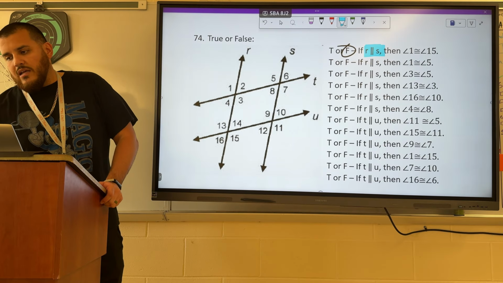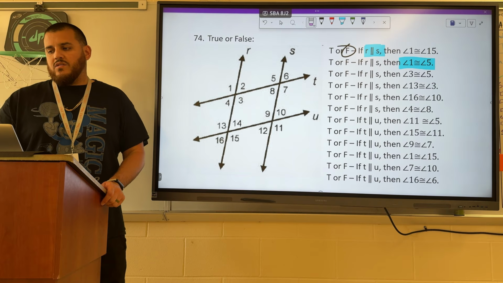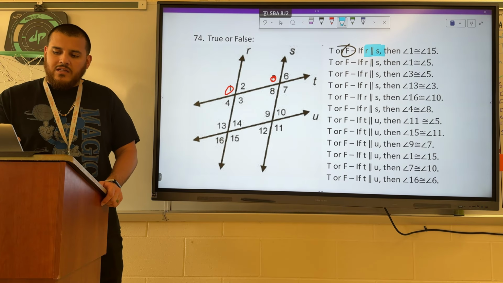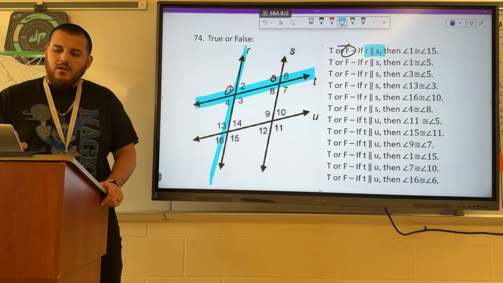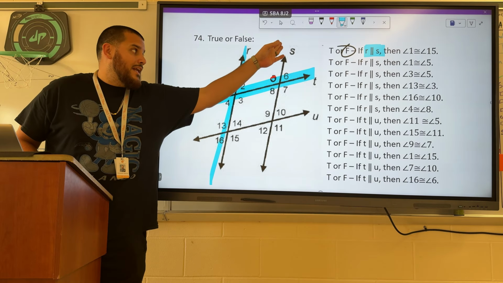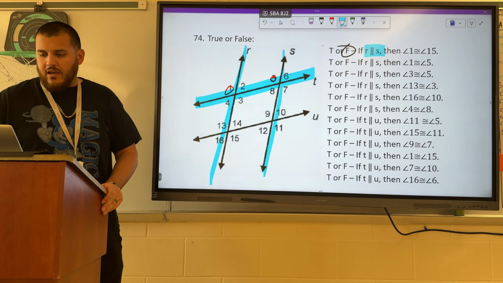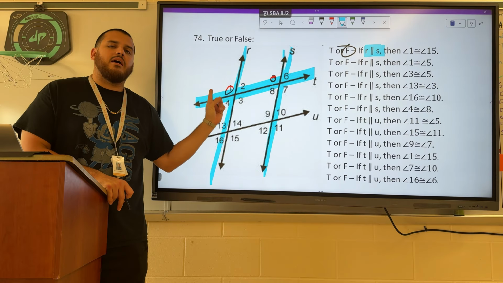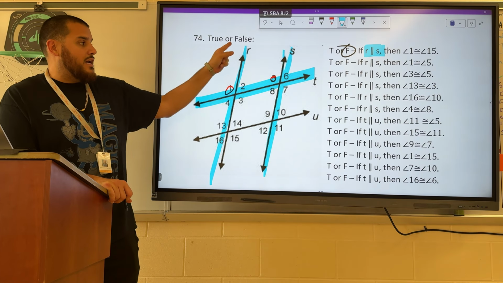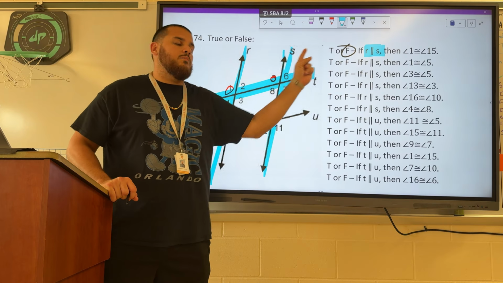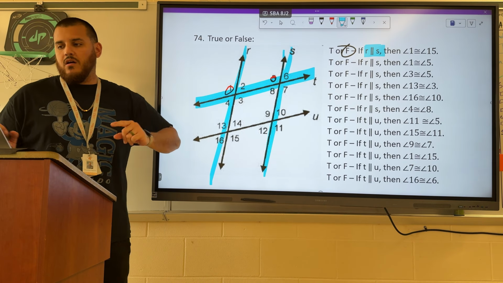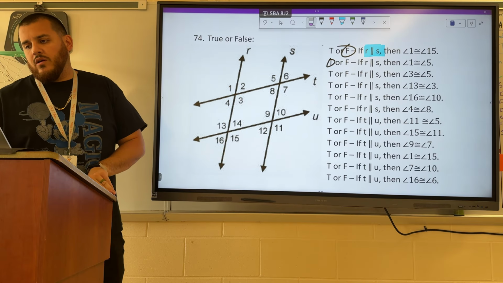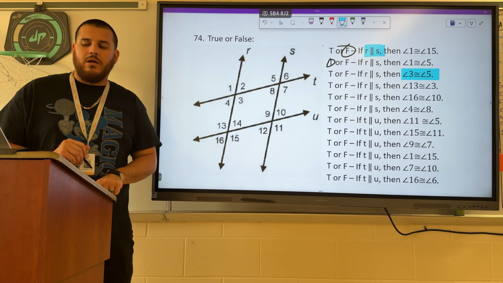If R is parallel to S, then angle 1 is congruent to angle 5. So again, let's find the angles. There's 1, there's 5. Our relevant lines would then be this line in R for angle 1, this line in S for angle 5. And we can see where I have these angles, they're in corresponding positions, top left and top left. So we do have the relevant lines here, R and S, being parallel, mean these corresponding angles are congruent. So that statement is indeed true. In our next one, we have 3 congruent to 5 if R is parallel to S.